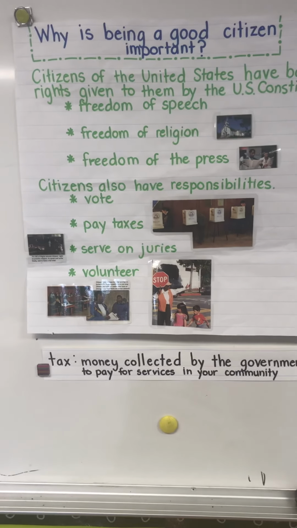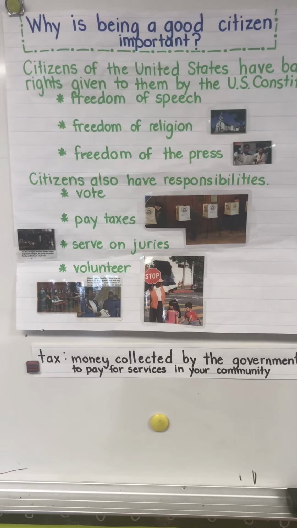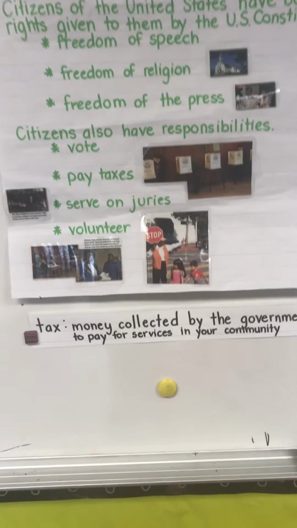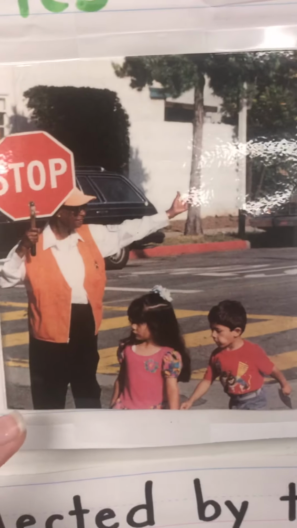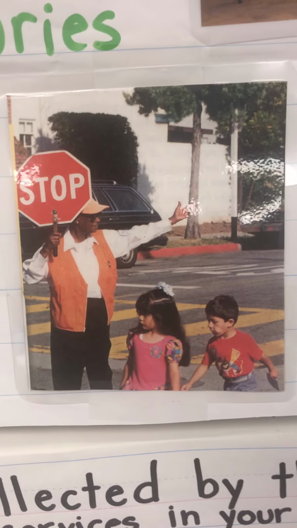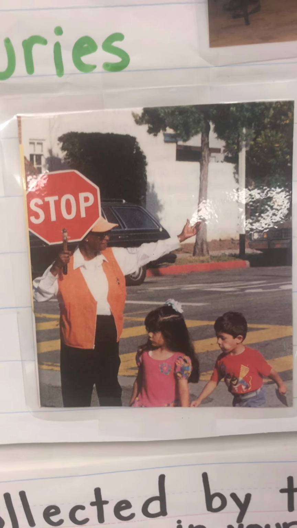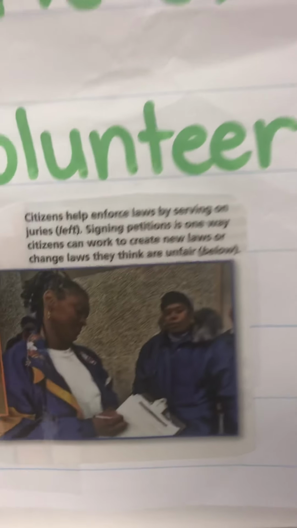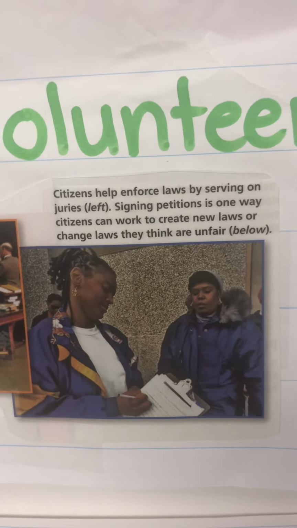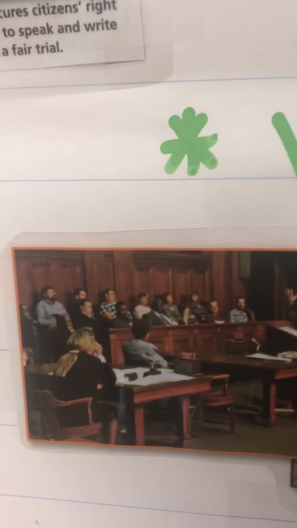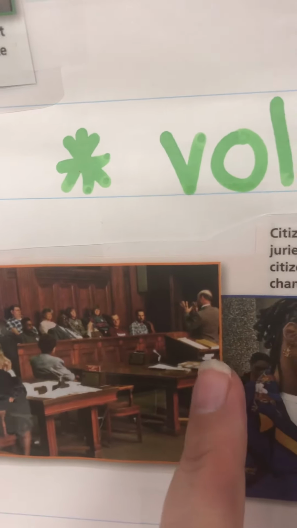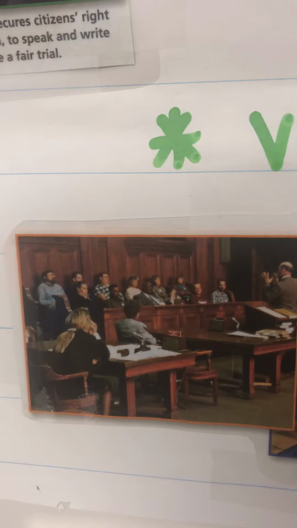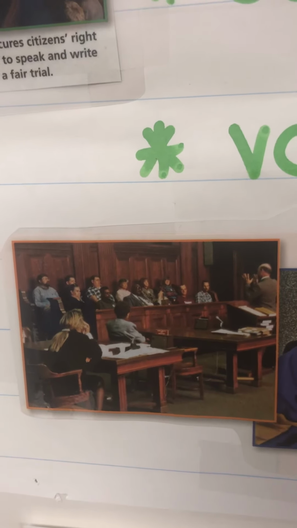Another thing that citizens should be responsible for is volunteering. Volunteering means giving your time without the expectation that you're going to be paid. For example, here's someone volunteering to work in the crosswalk. And we have some wonderful volunteers doing that here at Ardenwood when we're normally in session. Here are some volunteers getting people to sign a petition to maybe change the law. And here's just one more view of that jury. Here's an attorney, and he's trying to convince the people on the jury that somebody is guilty or innocent. These people are listening because they're trying to decide something very serious.